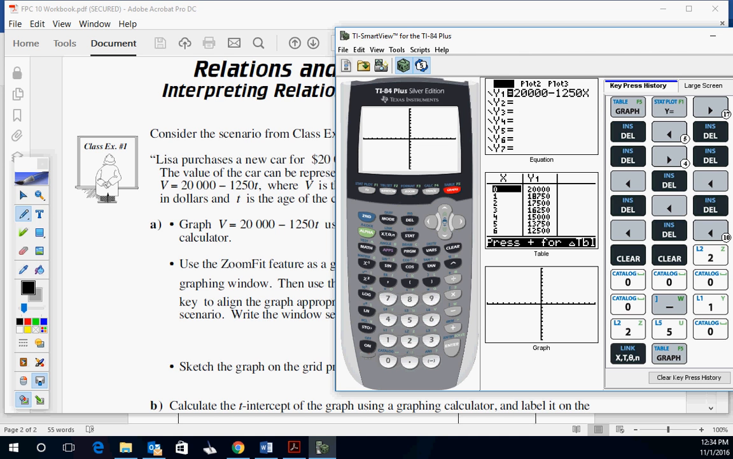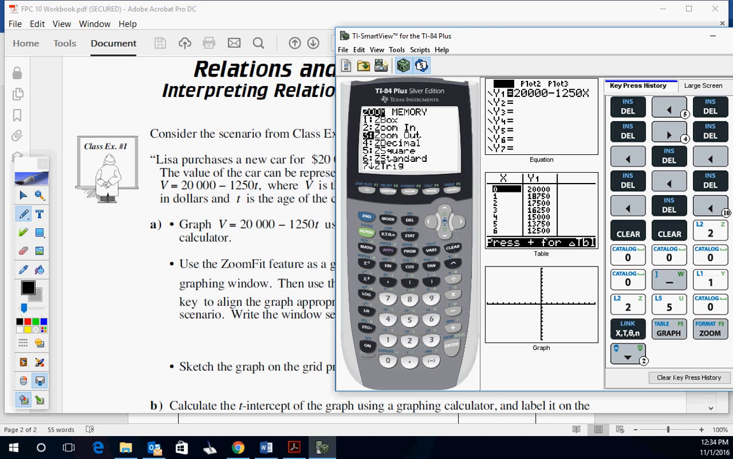But see here in your table: 0, 20,000; 1, 18,000. It's showing you the values. If you're comfortable adjusting your window so that you can see that, sure. But Zoom Fit is pretty effective for bigger numbers. It's down at the bottom, I think it's 0. Right there. You hit enter, and it zoom fits to a better picture for you.